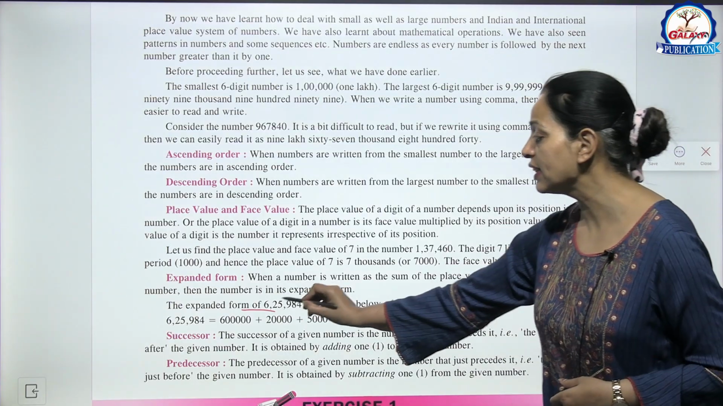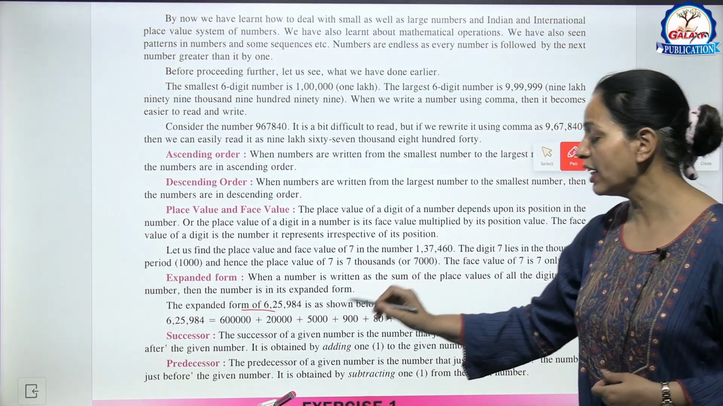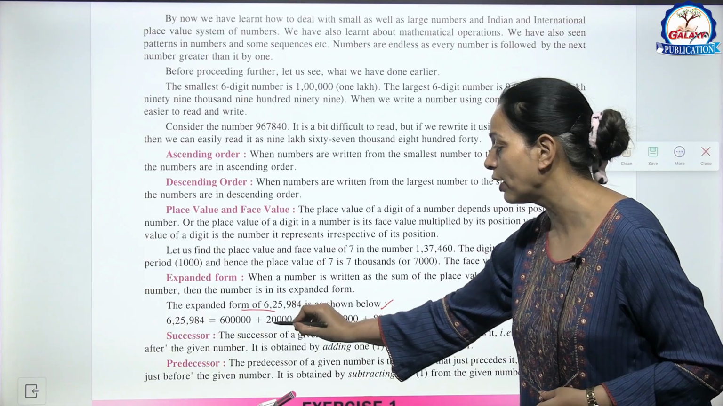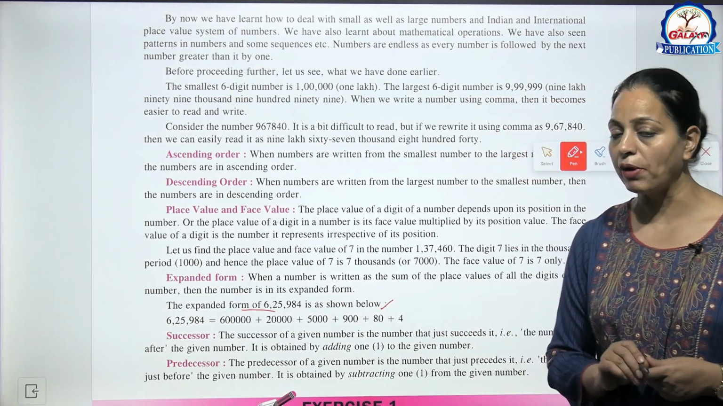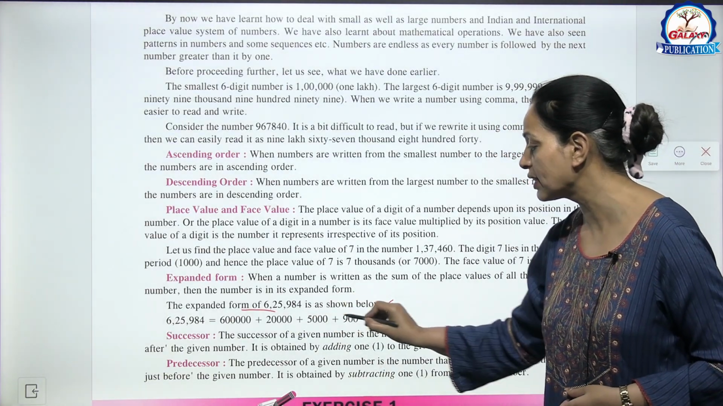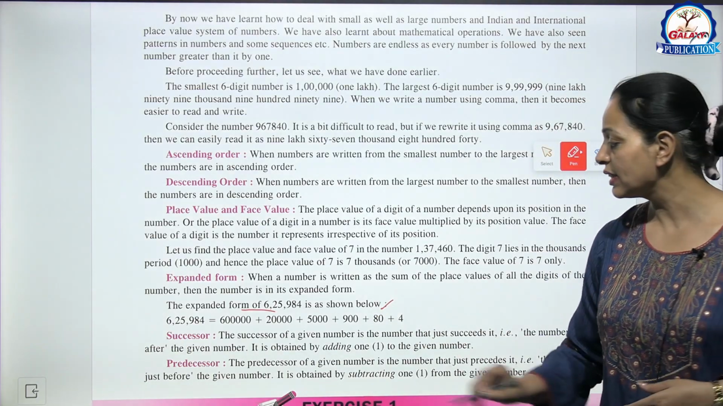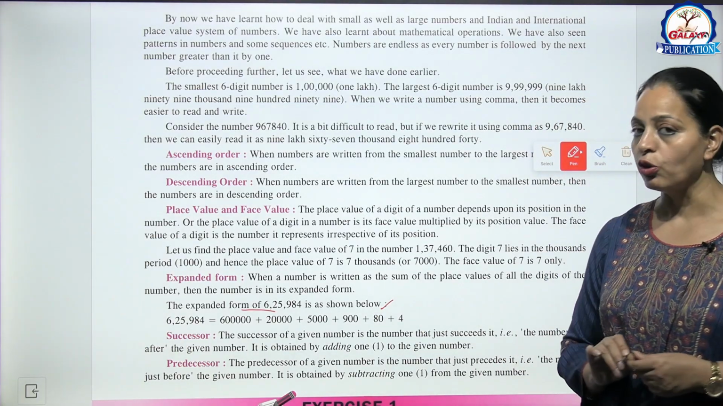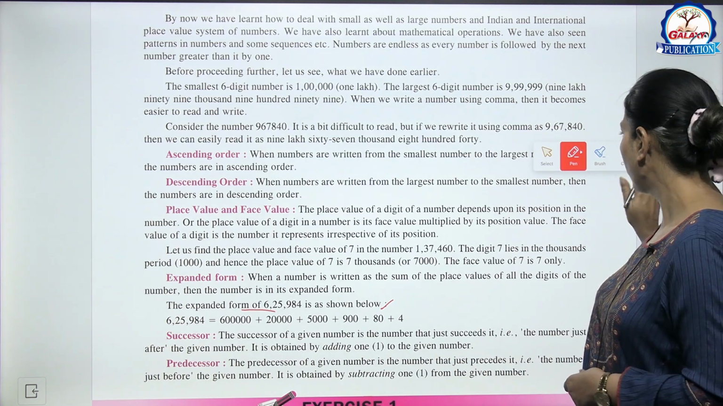So you see, 6 is at the lakh position, so 6 lakh and here 50 thousand plus 2 lakh, then 40 plus 5, 30 plus 9, 20 plus 80 plus 4. So this is the expanded form.